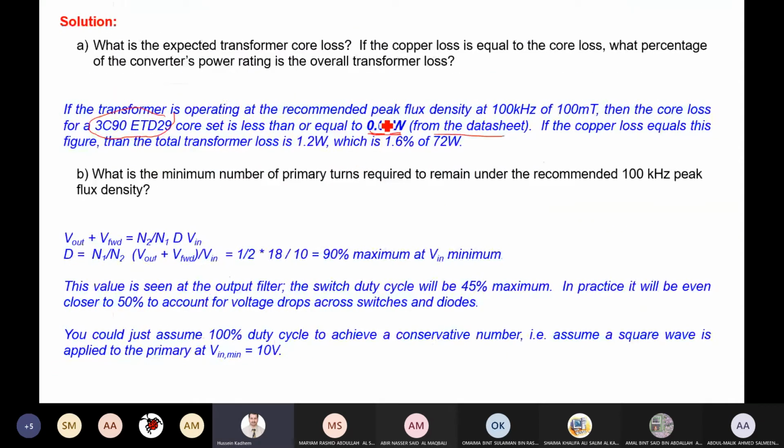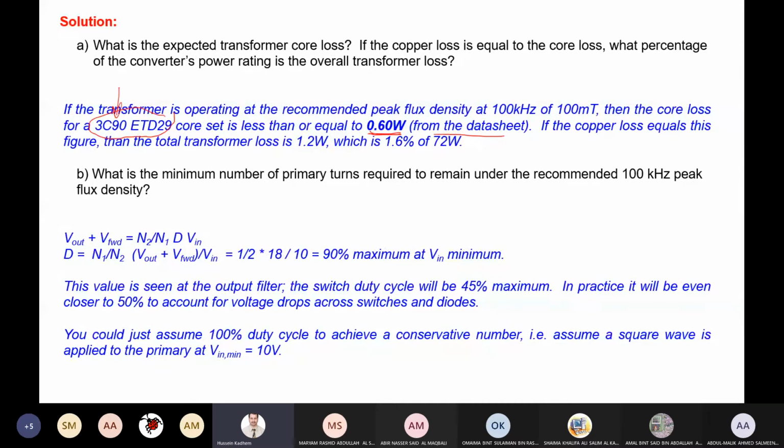Is it clear from the data sheet how I got it? I took the code for the transformer, I went to the data sheet, I already got it from Google, and then I tried to find the losses. Got it? Is it clear? Clear. Yes, Doctor. Great. You are following. That's great.